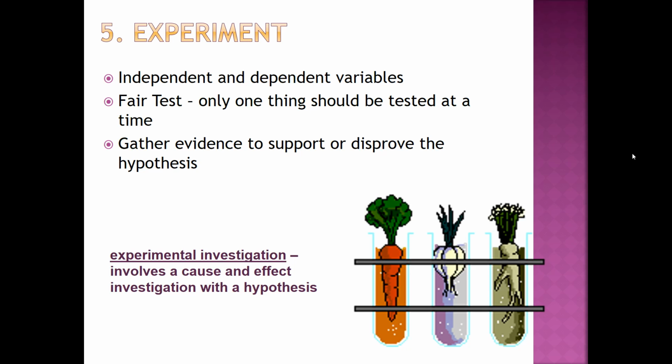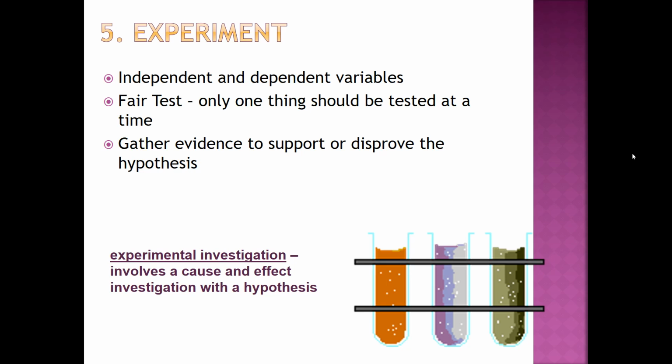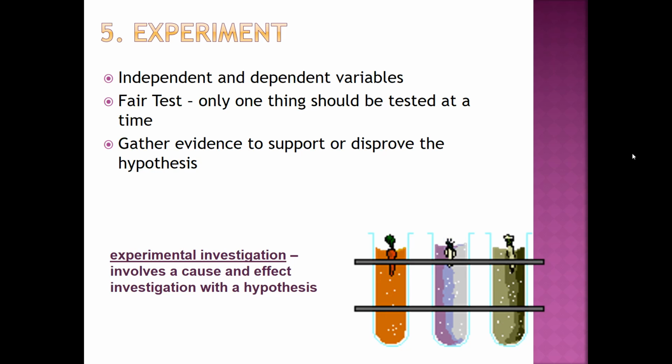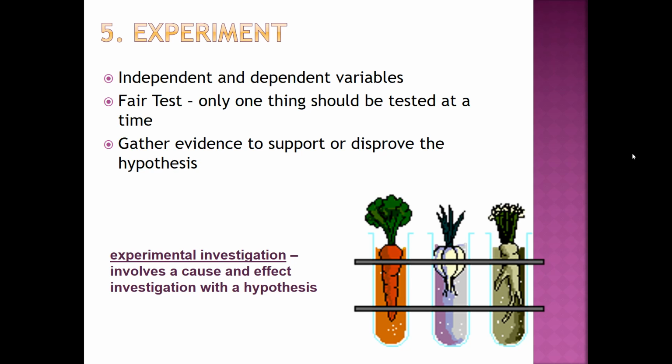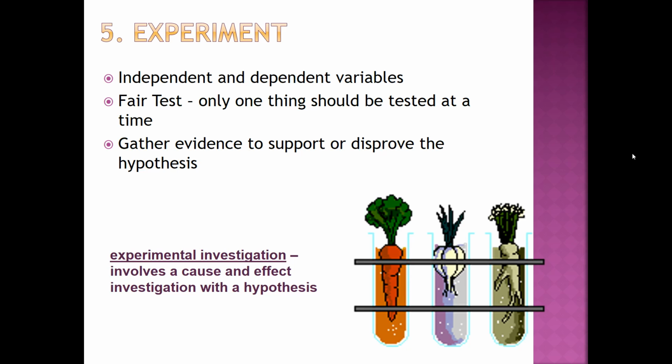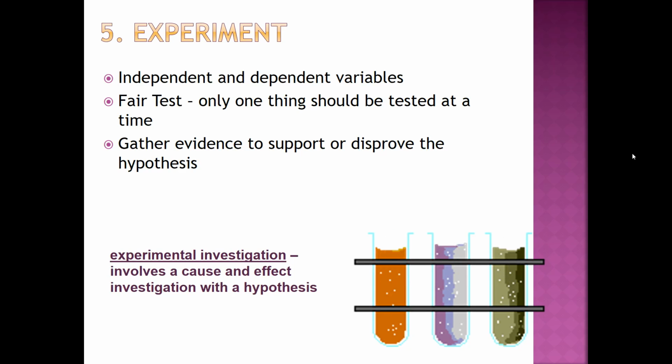The purpose of this experiment is to gather evidence to either support or disprove our hypothesis. We're either going to prove ourselves right or wrong. So this is an experimental investigation, literally the experiment. We're involving a cause and effect investigation with the hypothesis. It either is or it's not going to boil under 95 degrees Celsius within a minute. We're either right or we're wrong.